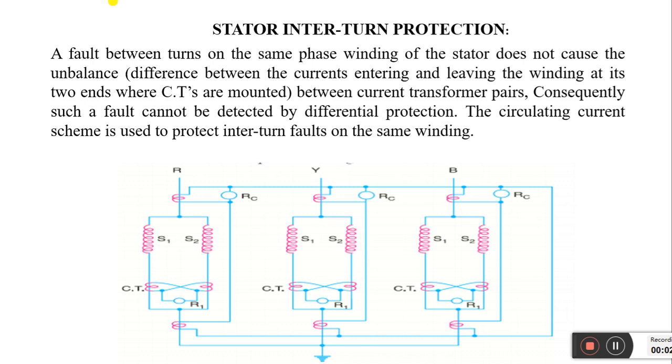So there will be an interturn fault current. It means the current will be flowing from one conductor to another conductor. That is called the interturn fault. That's why we call it a stator interturn protection system. In normal condition, it is very difficult to sense this interturn fault.